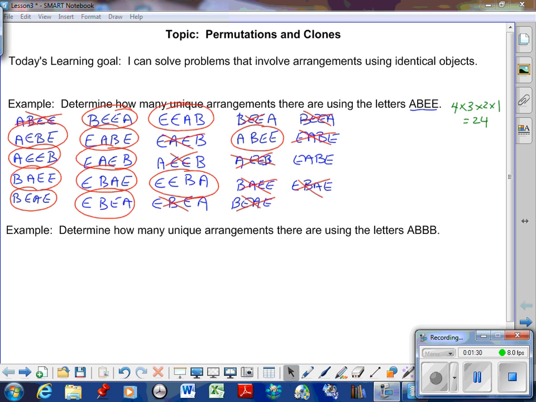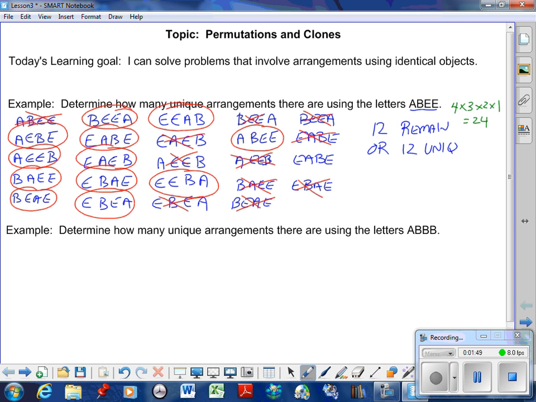So even though you couldn't tell that I actually paused it, you can see I identified my unique ones, and anything that had a clone I got rid of. So although there were 24 outcomes, there's only a result of 12 remaining. So 12 remain, or 12 unique combinations exist. All right, so you're not going to have to write this out, obviously. I just did it for example purposes.